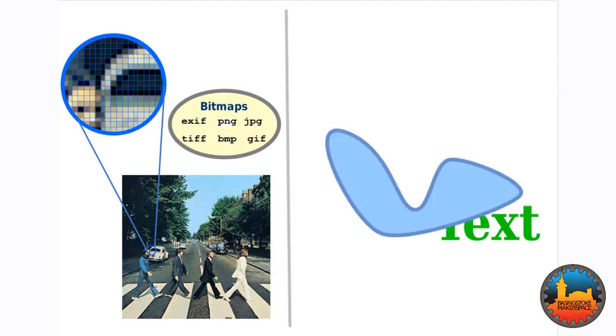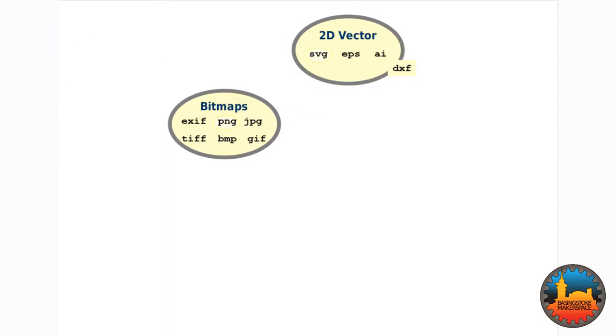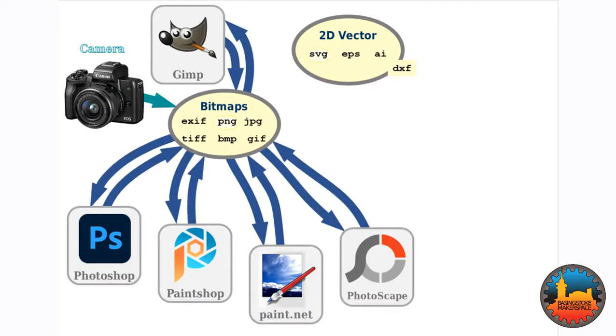In contrast, a 2D vector format describes a picture by specifying all the elements that go to make it up. Each element is defined precisely, for example, the points and slopes that make up a shape, or the position and fonts for every piece of text. So, we have two distinct ways to describe a picture, either as a bitmap or as a set of vectors.